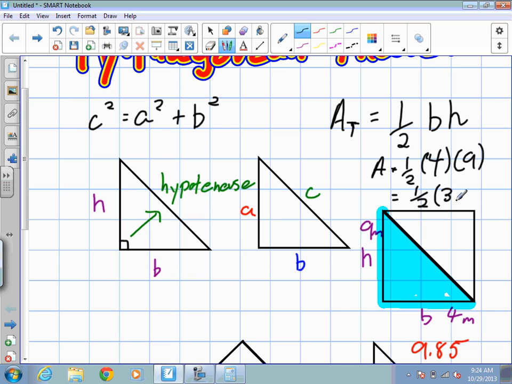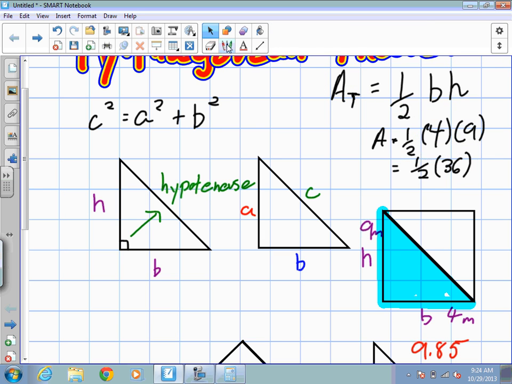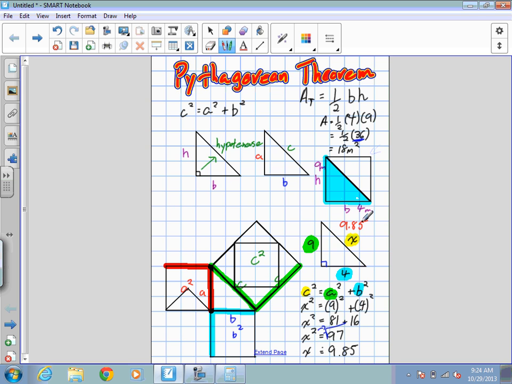And then finally, what is 1/2 times 36? 18. And what is the unit of measurement? Meters squared, right? So, the area of this triangle here is 18 meters squared. What would the area of this entire square have been? That's right. It would have been that 36. Okay. So there's a lot of similarities and relationships between squares and triangles. So I want you to keep that in mind when going through today's lesson.